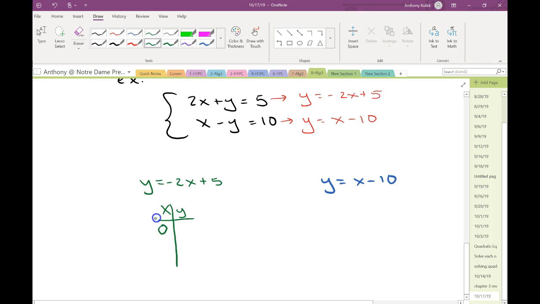So the first value for x I'm going to pick is 0. When I plug 0 in for x, I get y is 5. And then maybe I'll pick 5 for x. When I plug 5 in for x, I get negative 5.